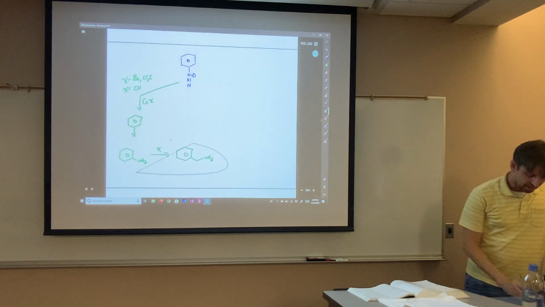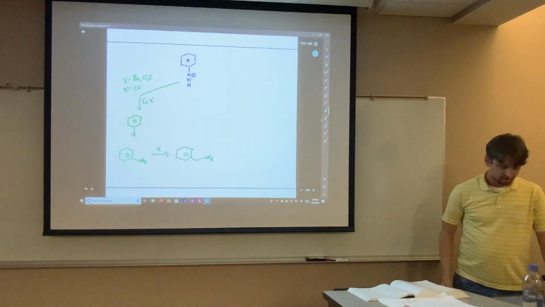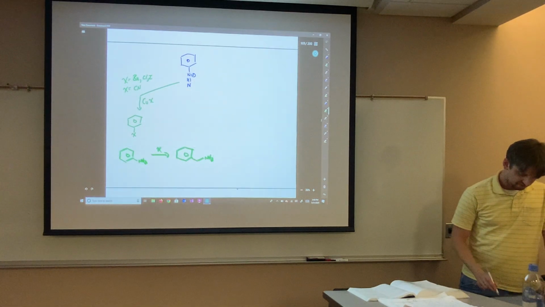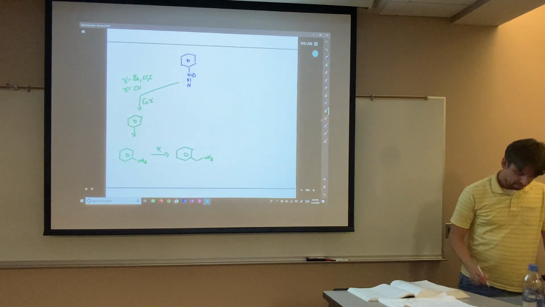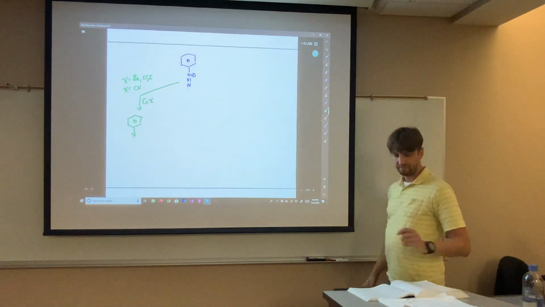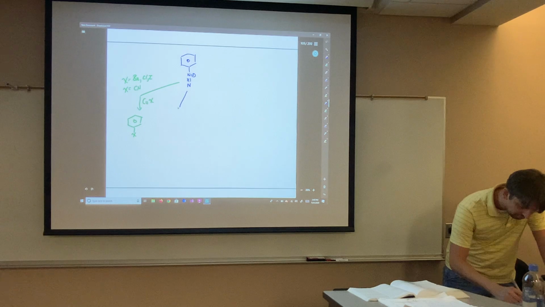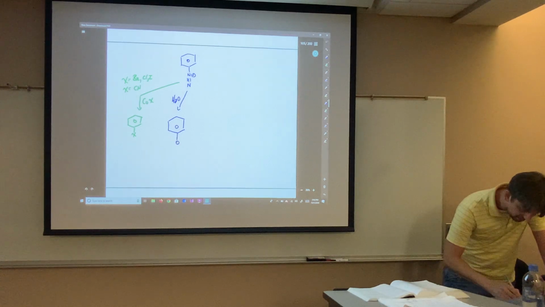So any of the halides, chloride, bromide, or iodide. Start out with that diazonium there, okay? We can put in some water. This one's always useful. Some water, and we kind of heat this up. And what we end up making is an OH.